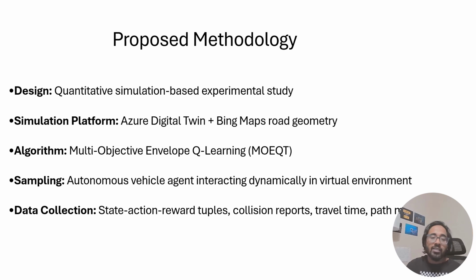This study is a quantitative, simulation-based experimental study where we use Azure Digital Twin and Bing Maps for the roads, and we also use multi-objective Q-learning. The sampling will automatically interact with the virtual environment, and the data collection includes the collision report, travel time, and path map.